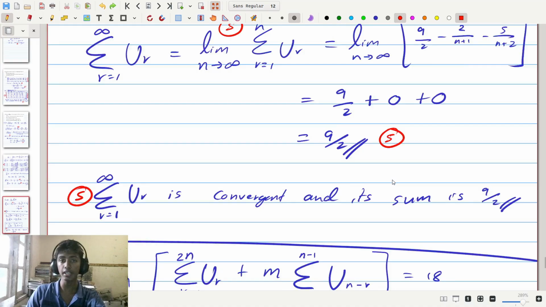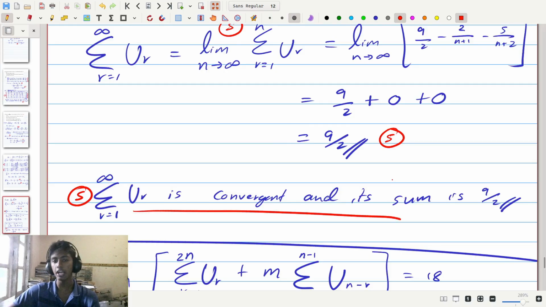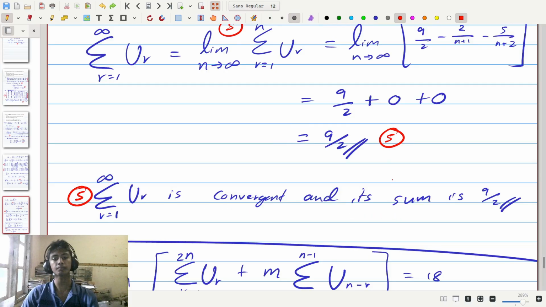Now interestingly, after all of that, when you then say that the sum from r equals 1 up to infinity of u of r is convergent and its sum is 9 over 2, as in stating what you just showed up here, you get another 5 marks. So it appears that the statement here is also important.